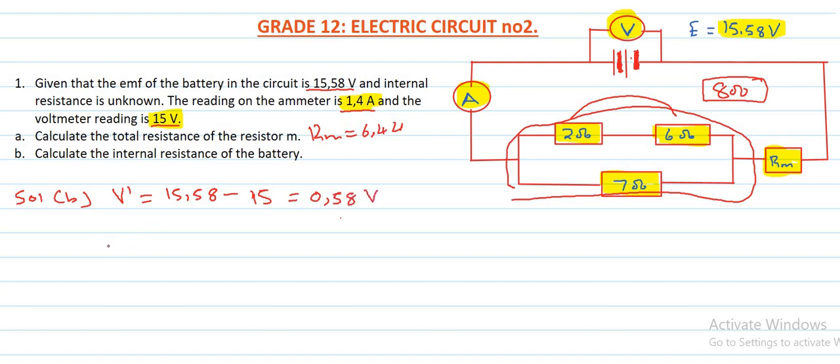So the internal resistance, this is r, will be given by the lost volts over the total current. Our lost volts is 0.58 divided by our total current, which is 1.4. Then we get 0.41 ohms. That's how we got the internal resistance of the battery.